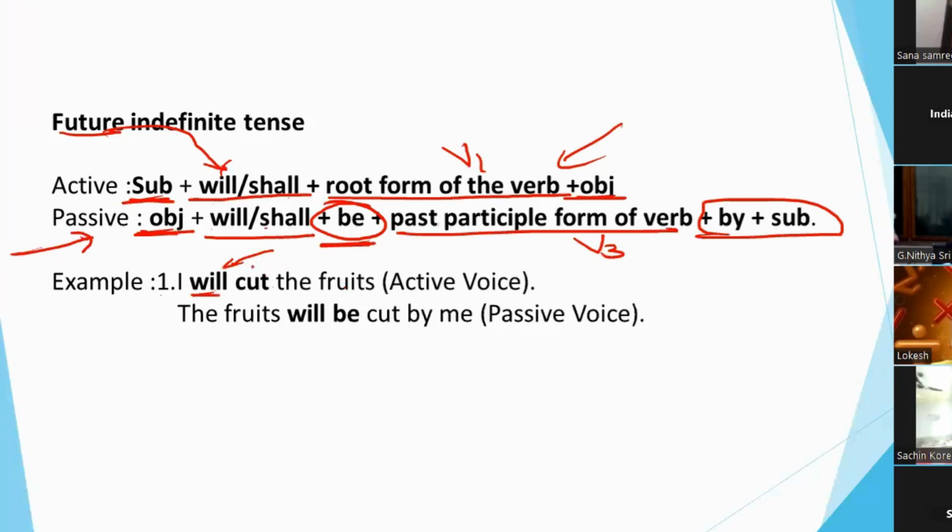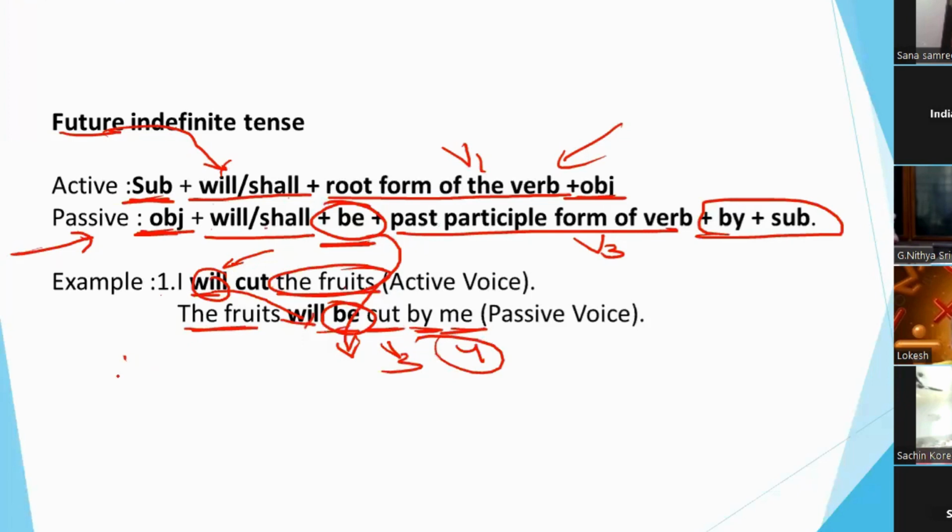When you have the simple future tense, then in your passive voice, first interchange the subject and object. Put the object in the subject's place, the fruits, and retain this will in your passive voice and use be. I've told you to use be, right? So use be here, and then the V3 form of verb is cut only. Then by and me, according to rule number 4. Understood everyone?